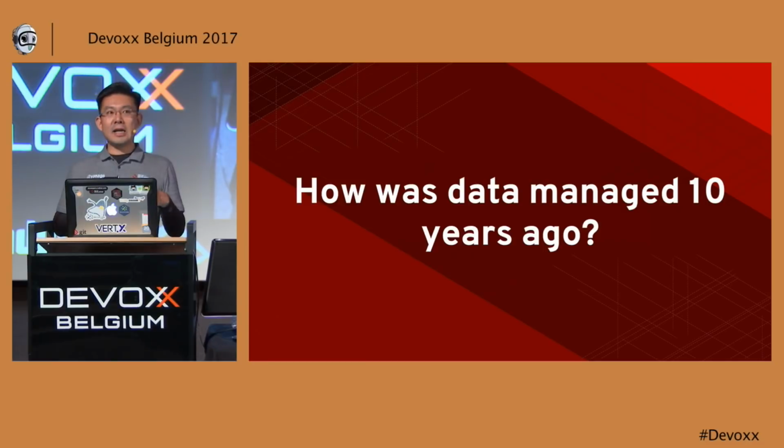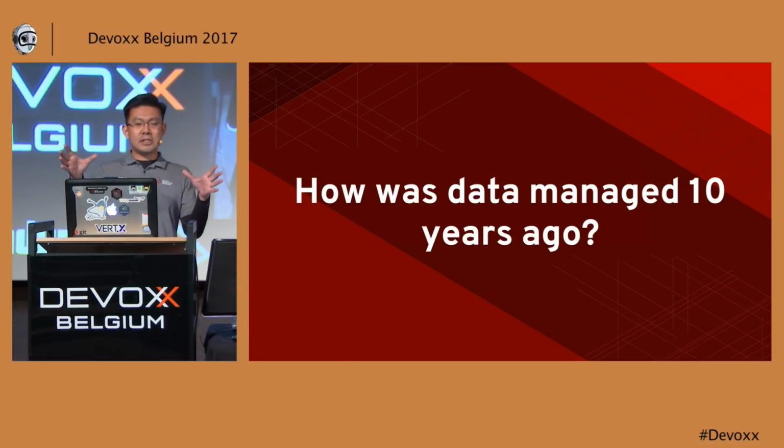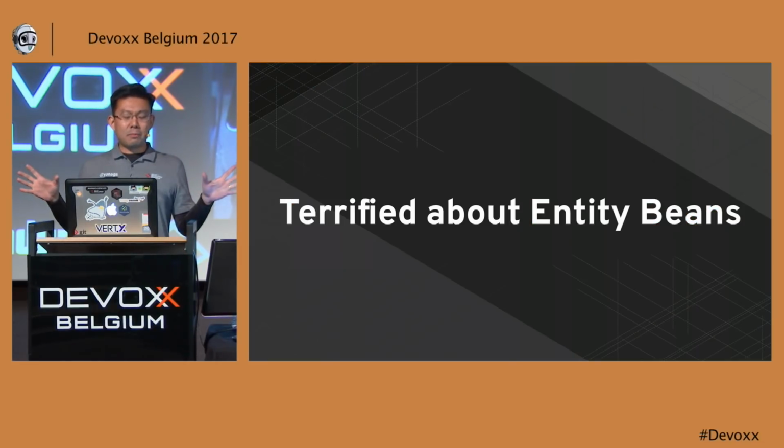So I want to first ask, how was data management done 10 years ago? If you can remember, which were the tools, which was the context that we had 10 years ago when we were developing Java software specifically? If you take a time machine and go back 10 years, what were you doing in your daily development activities? You would say that 10 years ago, you were pretty terrified about entity beans, because many of us had to deal with entity beans for persisting object states into relational databases.